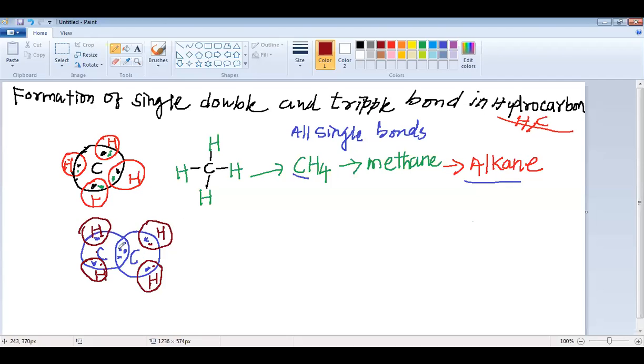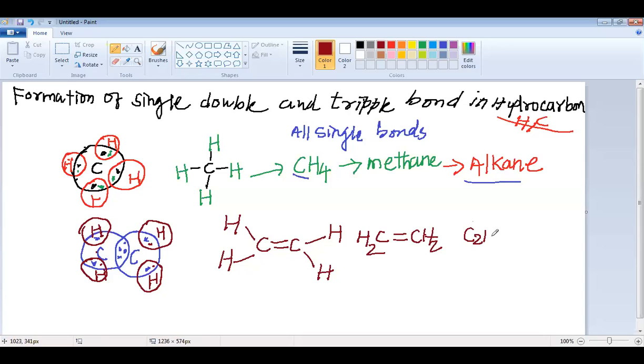As you can see here, there are 4 electrons. There is a double bond between 2 carbons because of these 4 electrons, and there is one single bond between carbon and hydrogen. So we can write it this way. This is CH2 double bond CH2. We can even write it as C2H4.